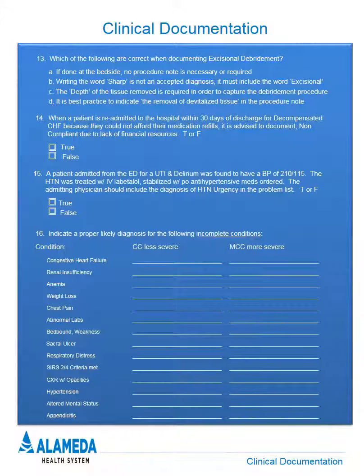Number 16, this is our last, and we're going to go through each one of these conditions and indicate a proper likely diagnosis for an incomplete condition. So notice I use the word condition. These are not a diagnosis because they're not written properly. And what we can do is we'll go through and talk through what is the proper way to write this diagnosis. So the first one is congestive heart failure.